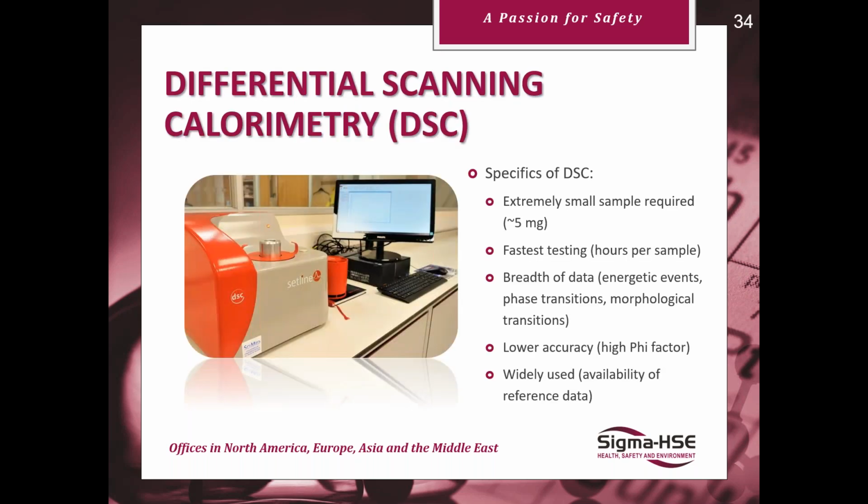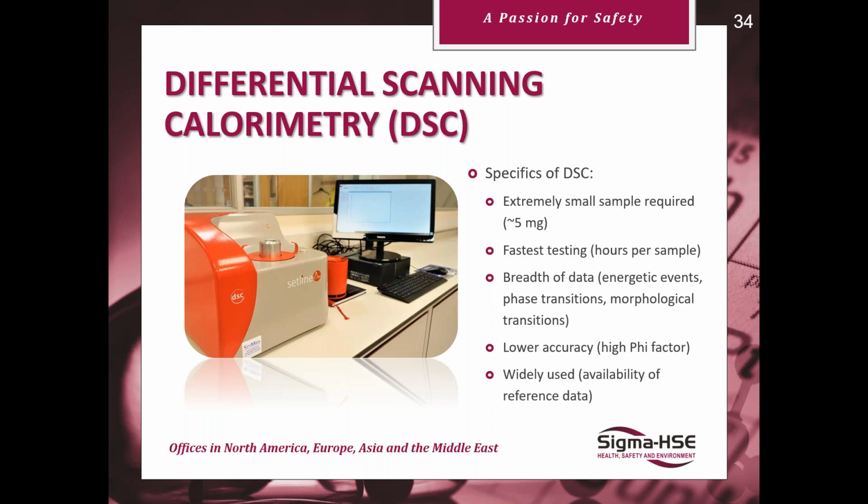Okay, so differential scanning calorimetry. DSC is a great one for really small sample amounts. We can typically use sort of 5 to 10 milligrams. Really fast screening method. It can be done in 2-3 hours. It can give you a breadth of data.